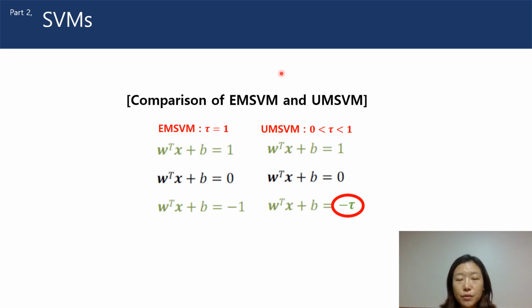Here is the comparison of EMSVM with UMSVM. The minus 1 of the support vector of the majority class is transformed into minus tau. Because tau is less than 1, the margin of the majority can be reduced. So the margin of the minority is relatively larger.